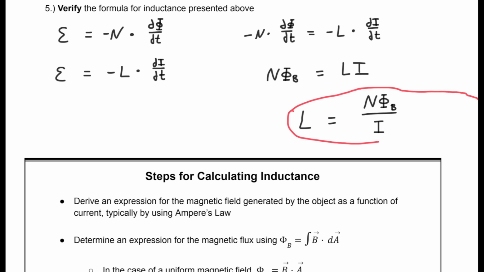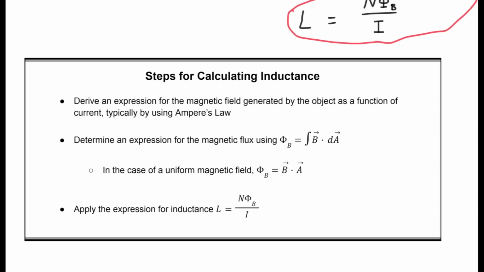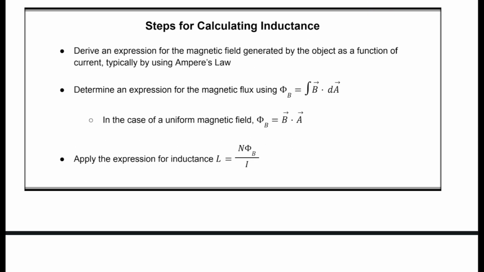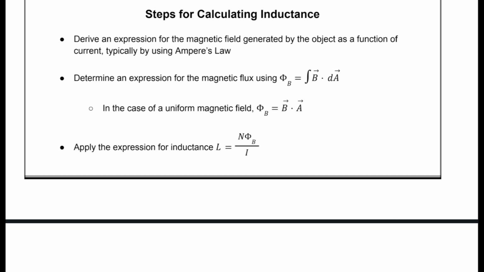I don't know what is happening with my drawing skills, but that's that. So for inductance, you've got to find a B field expression so that you can find flux. And once you've found flux, you just divide by the current. So you take the total flux and divide by the current to get inductance.